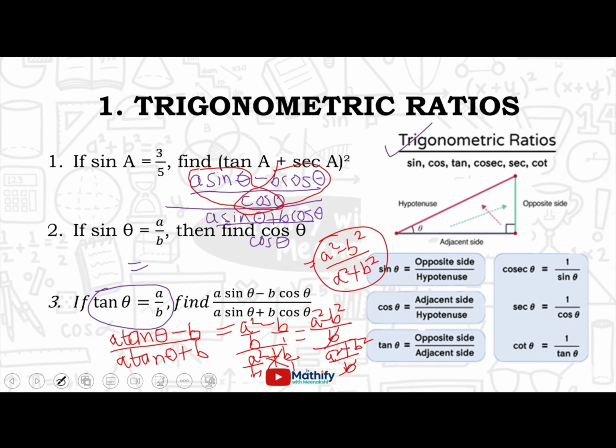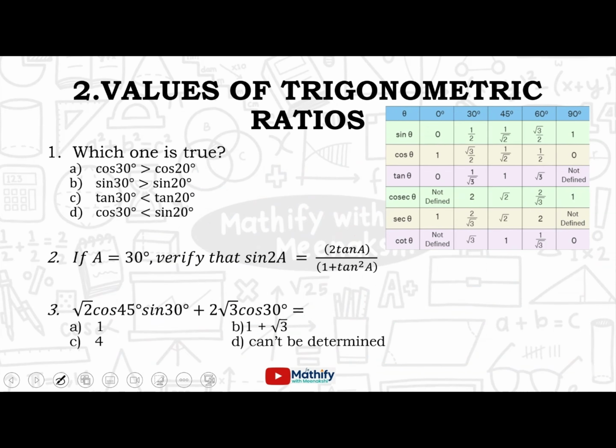So in this question also you have two options. Either you can directly divide your numerator and denominator by cos theta, or you can use trigonometry ratio and find the values of sine theta and cos theta. Now let's move to second topic, values of trigonometric ratios.